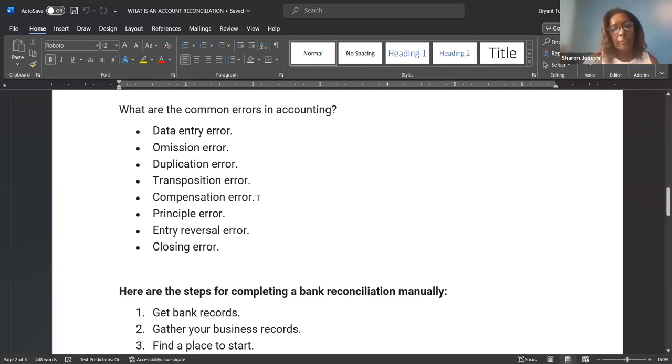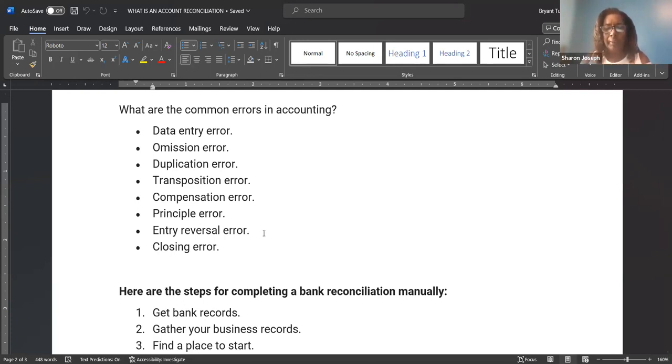There's compensation errors. So these are things that you have recorded in your payroll incorrectly. Principal errors, that means that perhaps in your loan, you have recorded a loan incorrectly. You didn't record the interest that's due or paid or so forth. Then there's entry reversal errors. So sometimes you make a journal entry in one period that should be reversed in the next period, and somehow it forgot to be reversed, and therefore your bank accounts or your statements are overstated.